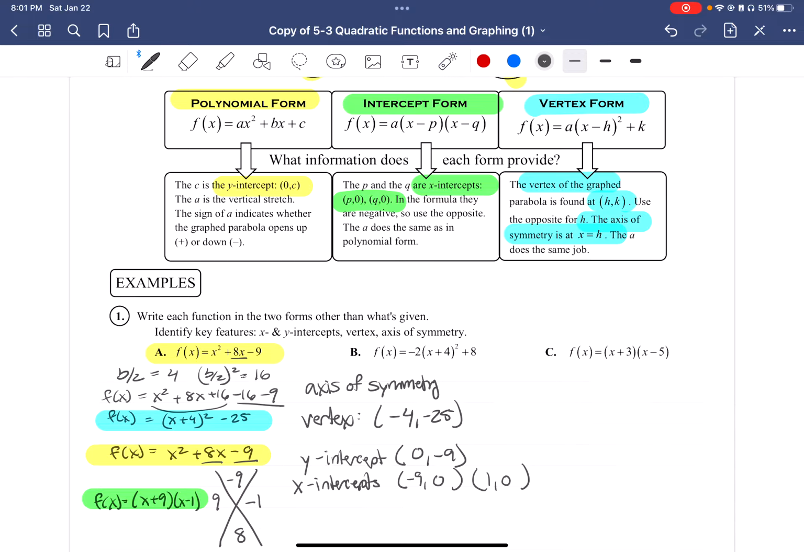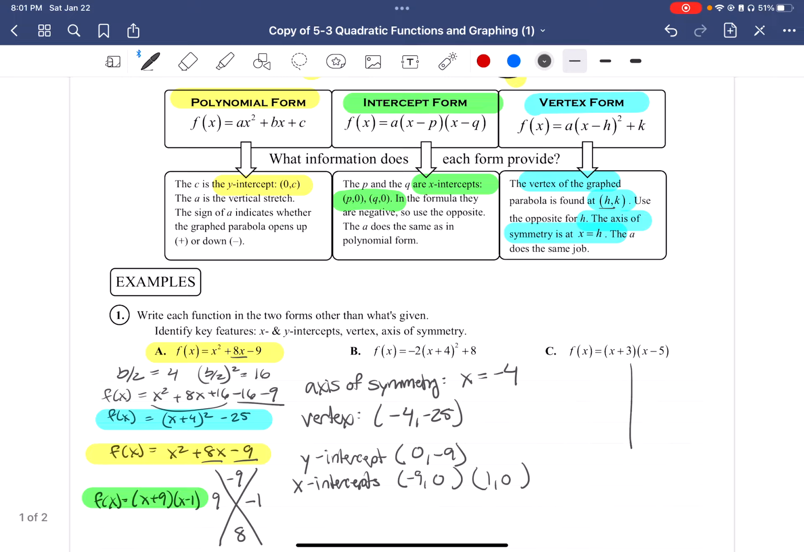Okay, so the axis of symmetry, and it says right here in this box, the axis of symmetry is at x equals h. So let's just go ahead and write that first. x equals h. And what is our h? Our h is the opposite of that. So our h is -4. So our axis of symmetry is at -4.